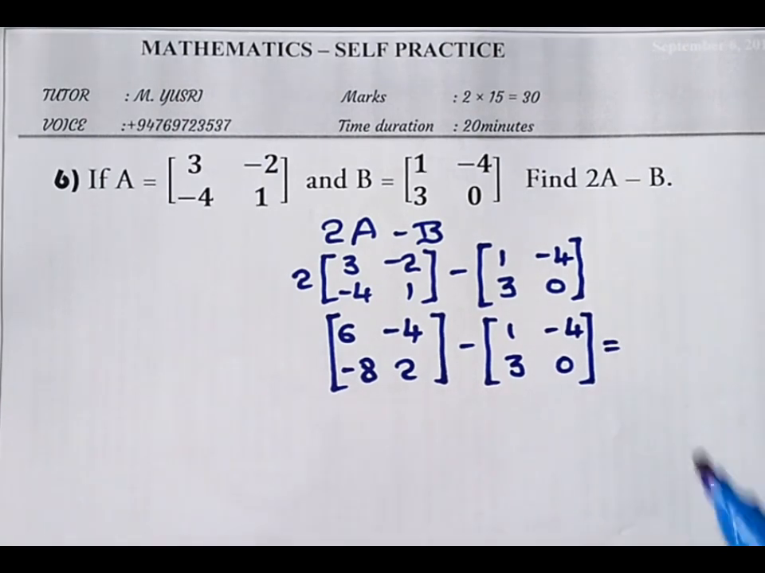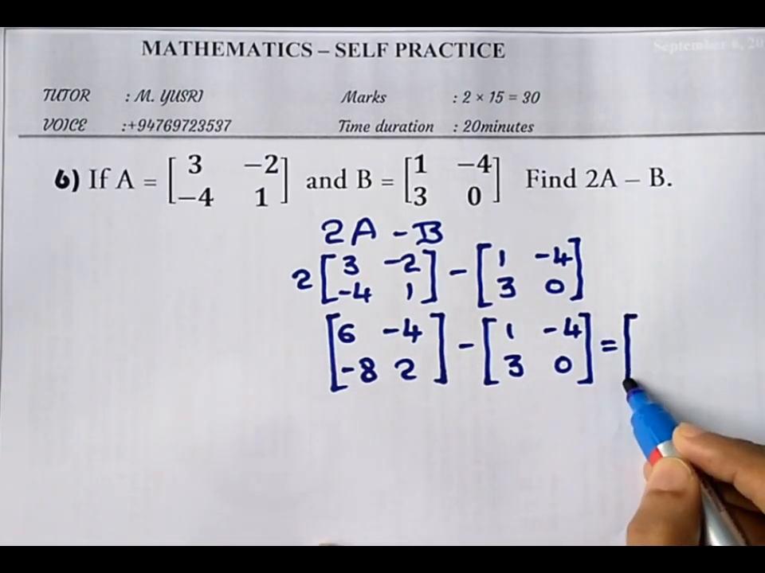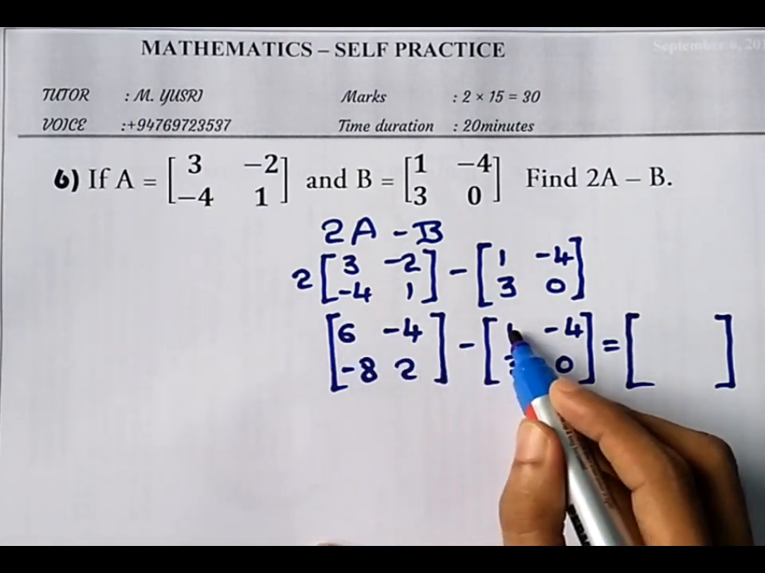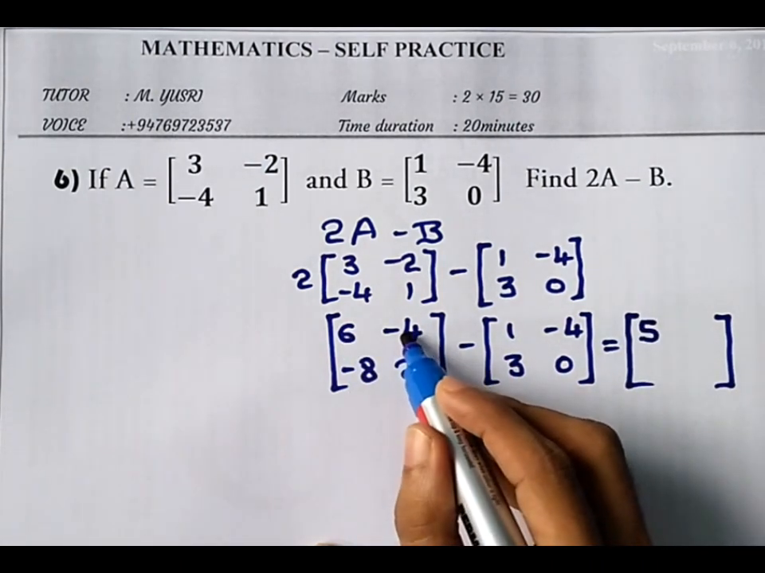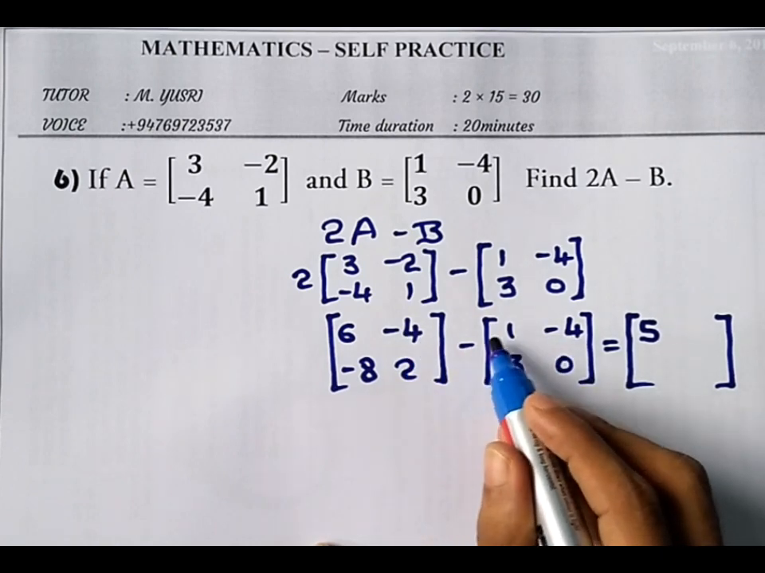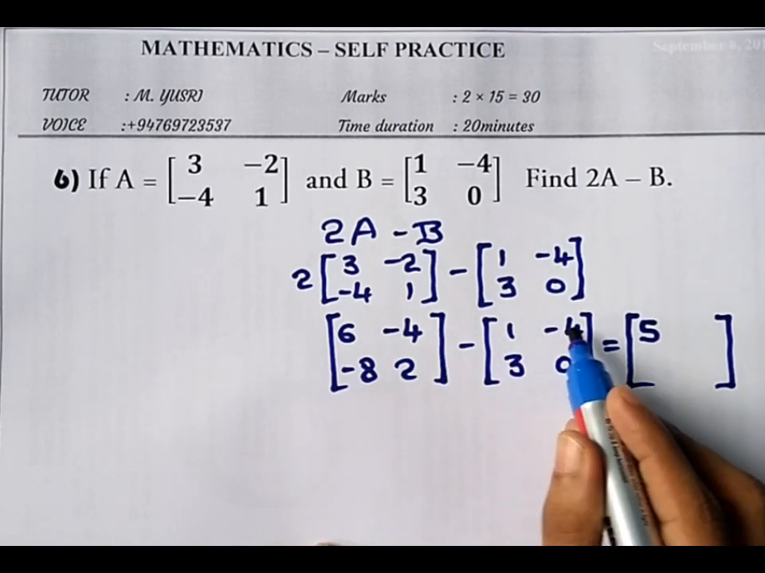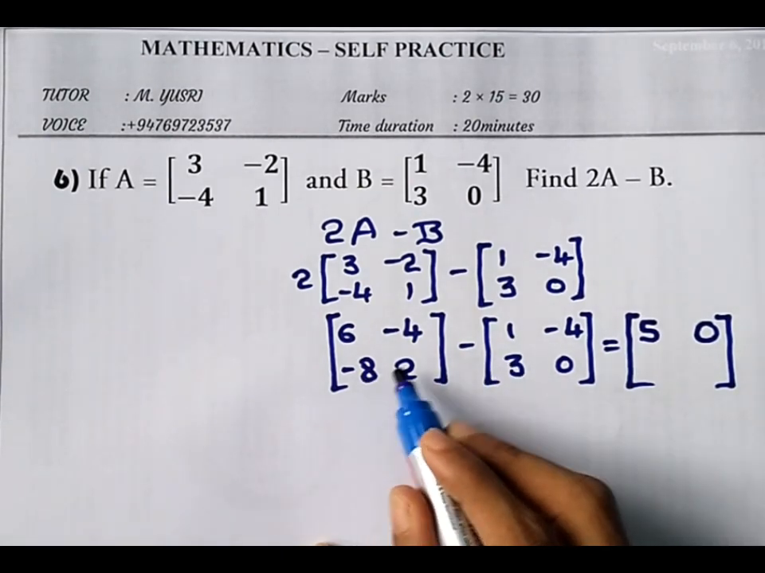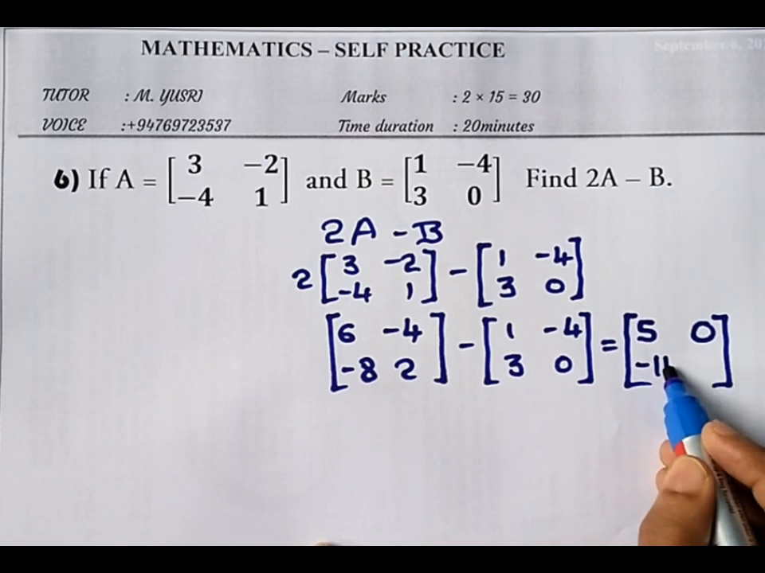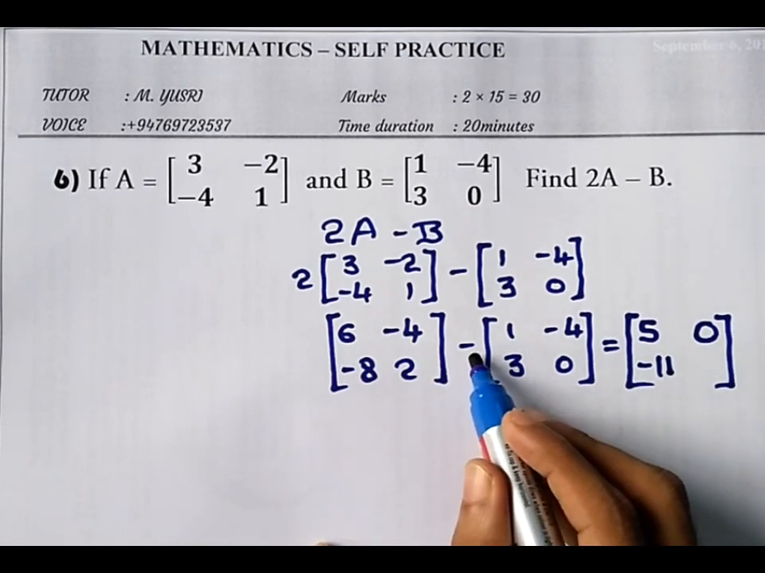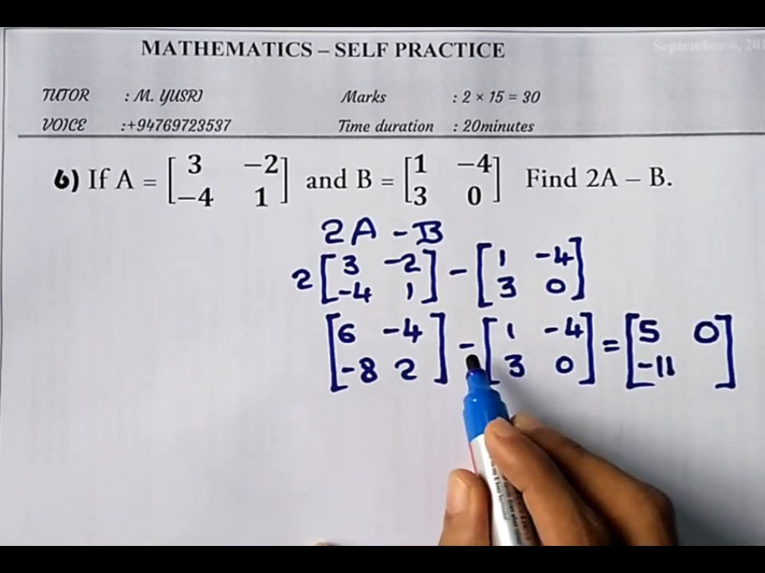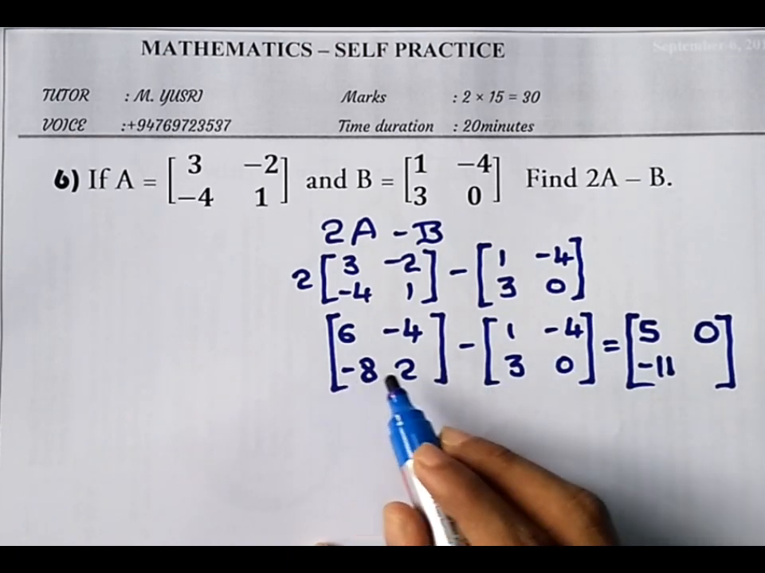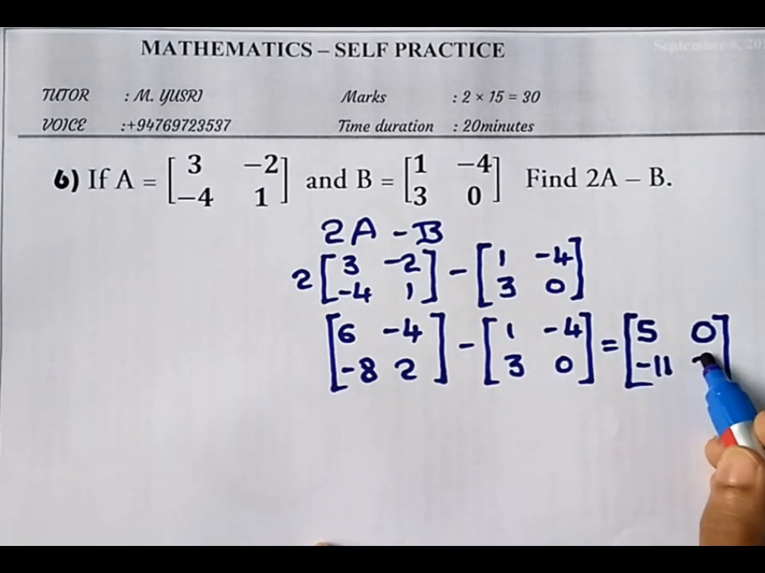Now we can simplify this easily. How many elements are there? There are 4 elements. 6 minus 1, so the answer is 5. Now minus 4, and here minus into minus, now there will be plus 4. So minus 4 plus 4, the answer is 0. The next one, minus 8, and here minus 3. So minus 8 minus 3, the answer is minus 11. Just we have to add if the signs are the same. Here you can see minus 8 and minus 3, both signs are the same, then we have to add. 8 plus 3 is 11, and the sign is minus. And 2 minus 0, the answer is 2.